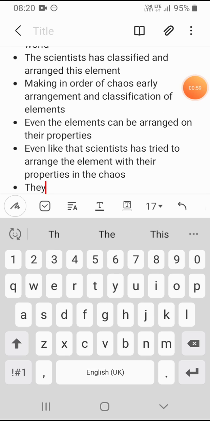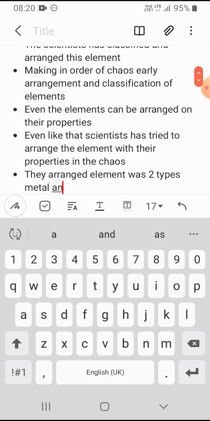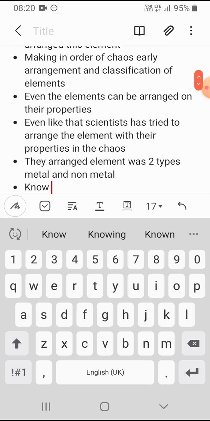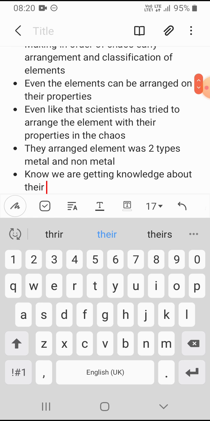They arranged the elements as two types: metals and non-metals. And now we are getting knowledge about their properties and other things.